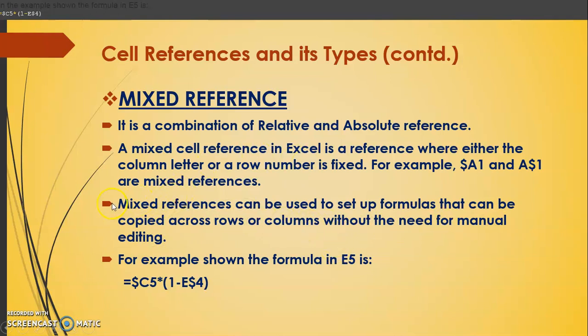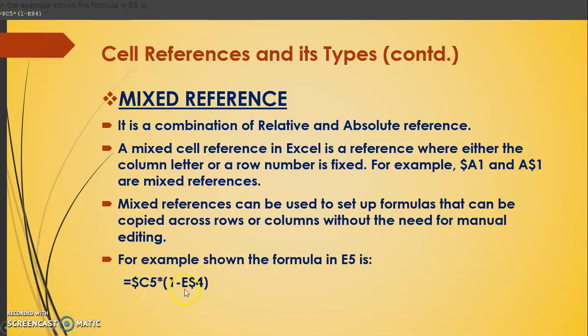Now this point is specifying कि हम mixed reference को कहाँ use करते हैं. Where do we use the mixed reference? We use the mixed reference in the place where we don't need to do any manual editing. हमें खुद से कोई editing नहीं करनी है. There we use the mixed references. For example, in this part E5, if you want to calculate E5, what I am doing is fixing the column to C5 multiplied by 1 minus E4. Now here I am fixing the column as C and here I am fixing it as row 4.